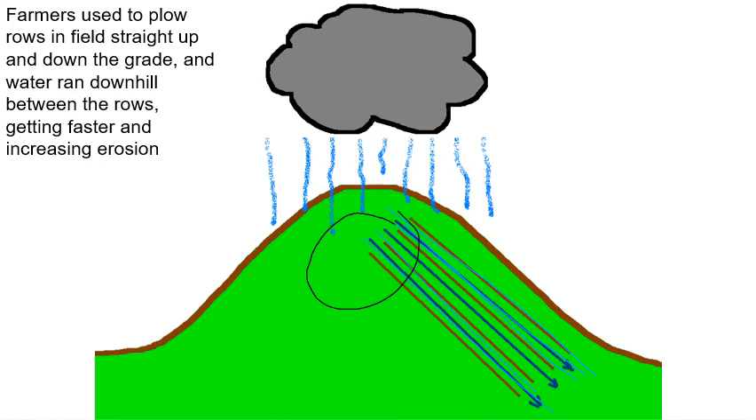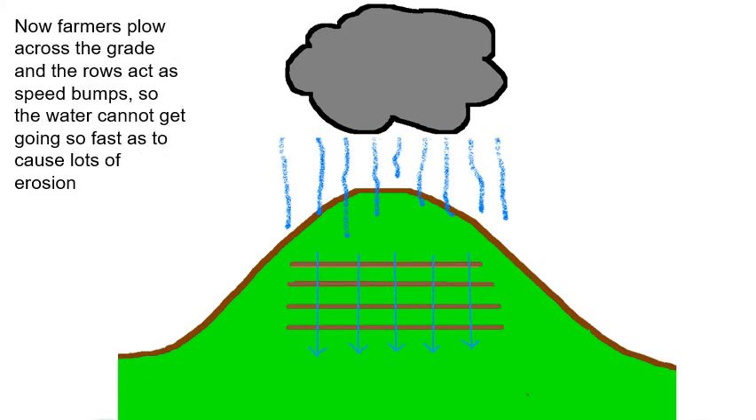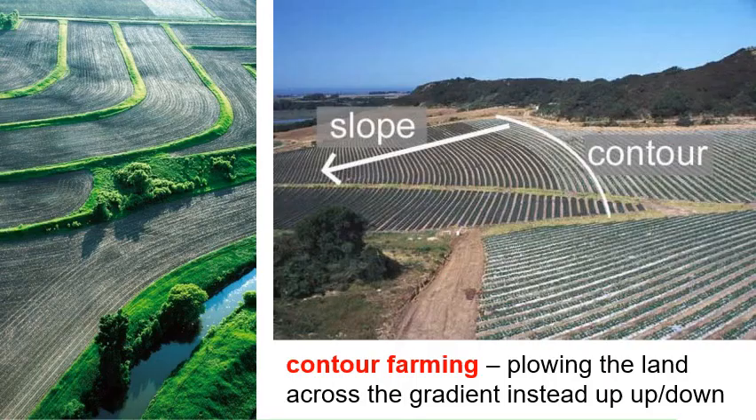So here's what farmers started to do. Instead of plowing up and down the hills, they plow across the hills. And now when water comes down the hill and it has to go between each little rut or each little furrow of plants, it has to stop and get over the little hump where the plants are. It's like little mini speed bumps again, makes water slow down, which means it doesn't pick up as much of the soil and carry it away. And that's a good thing, a very important thing for farmers because they need that soil to grow their crops.